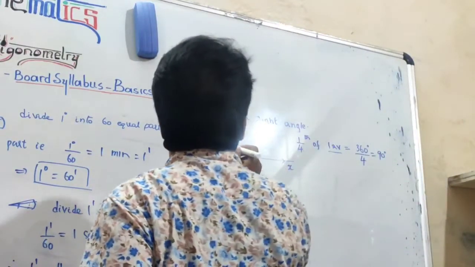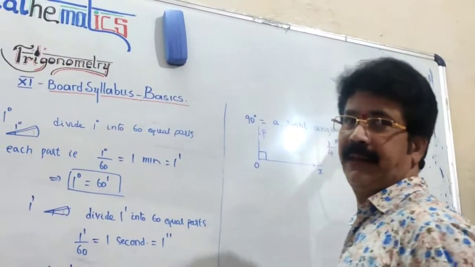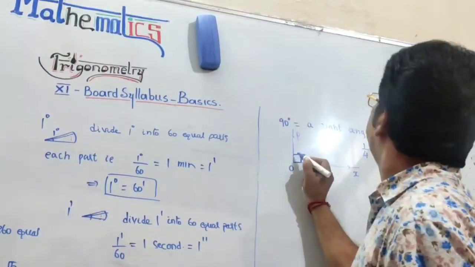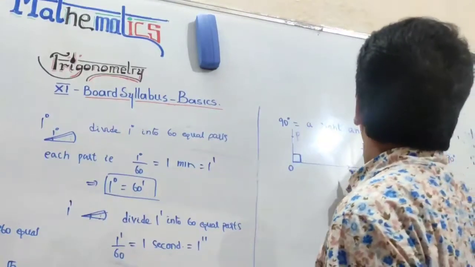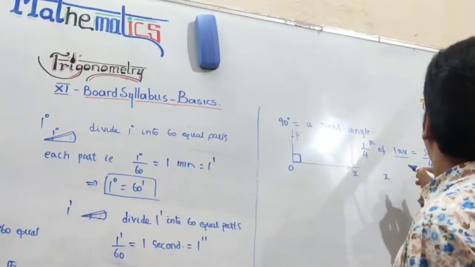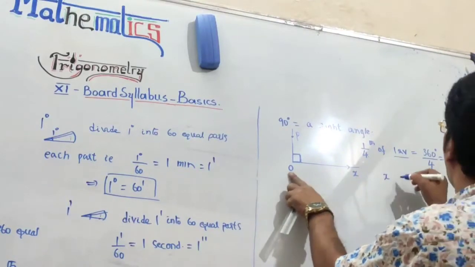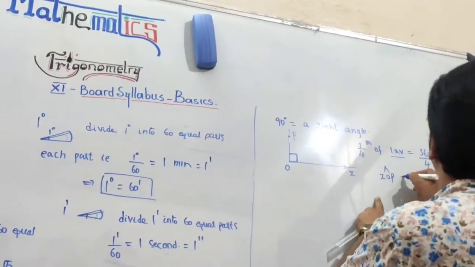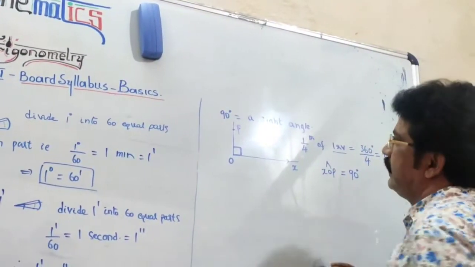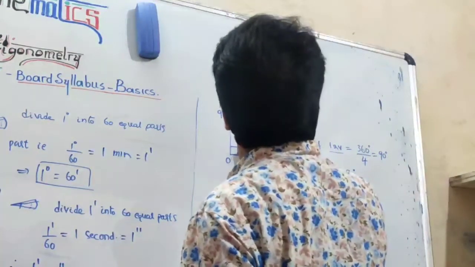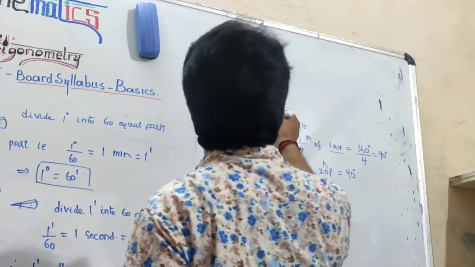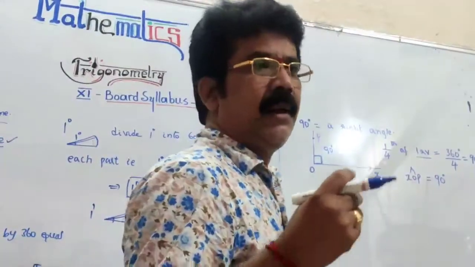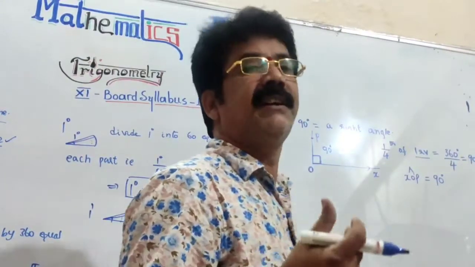Graphically, it is represented like that, with a small square or rectangle mark. Here we notice that it is denoted by angle XOP, where this is the notation for angle, and it is equal to 90 degrees. So this is 90 degrees and it is a right angle. Now we are learning how to represent different types of angles.